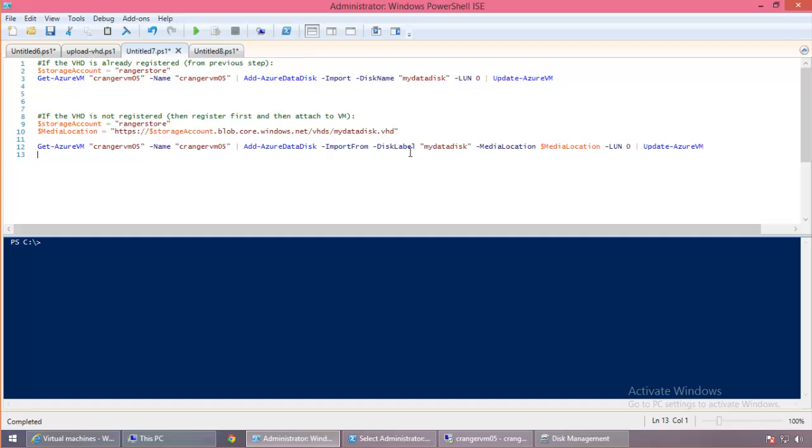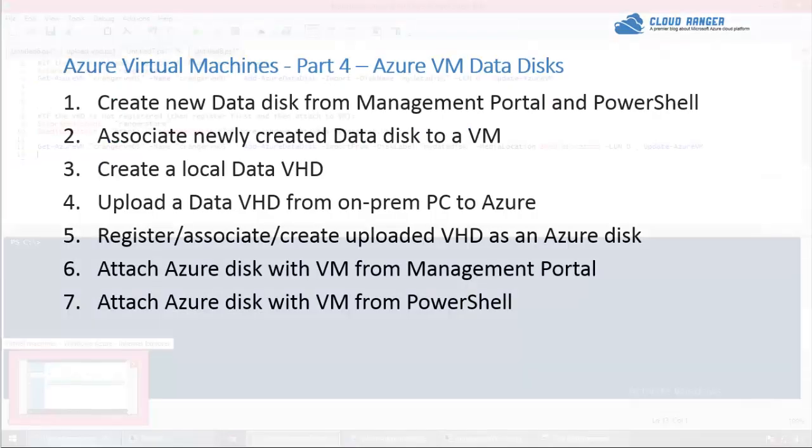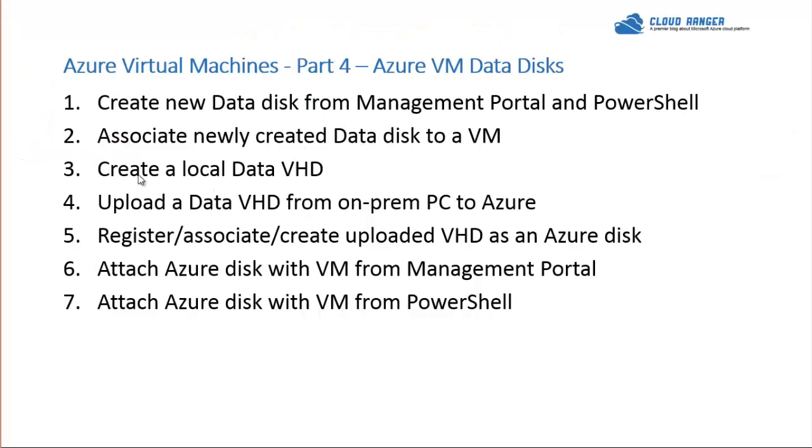That pretty much brings us to close to the very last one, where we went and created a local VHD. We uploaded the data VHD from on-prem to Azure. We registered, associated, or create. These names are going to be used interchangeably on the UI and PowerShell. So this is the part we did.